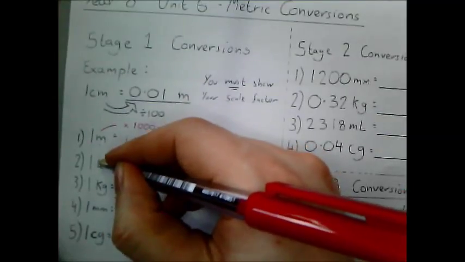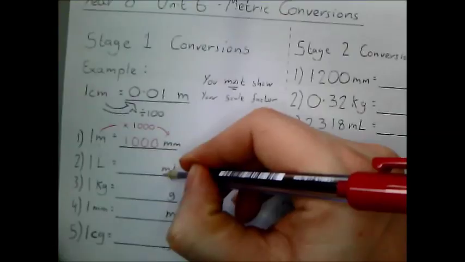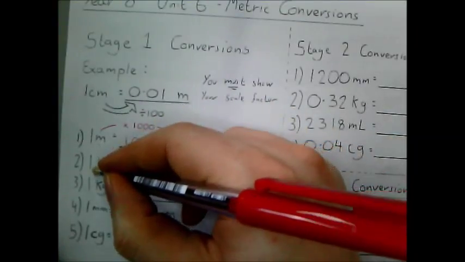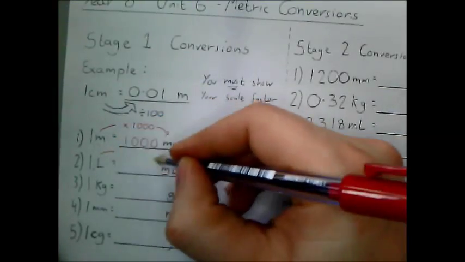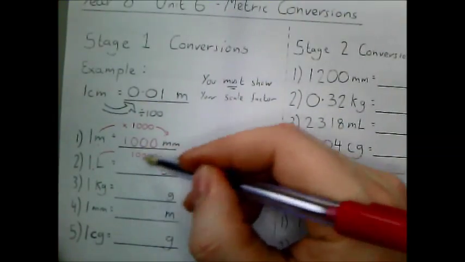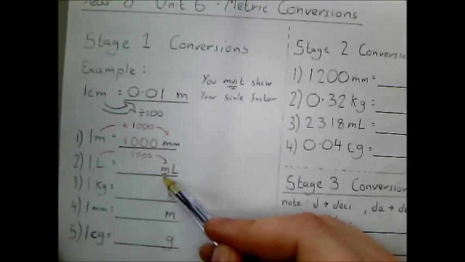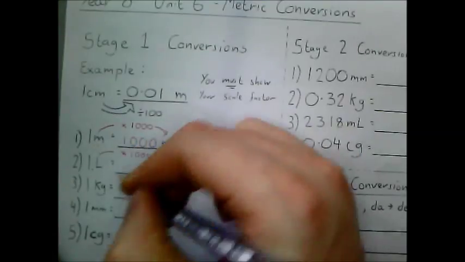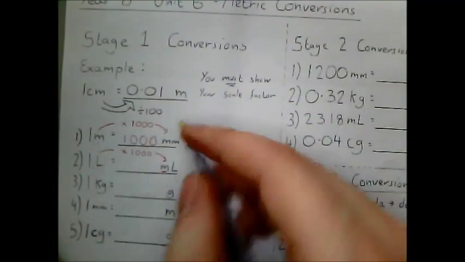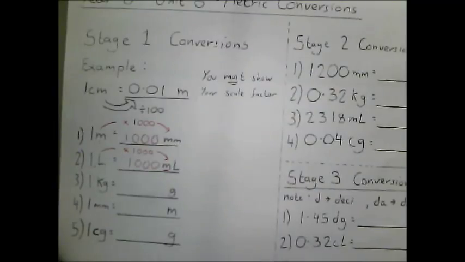This one here, I'm going from 1 litre to milliliter. Once again, milli means 1,000 and I've got no prefix here. So all I need to do is put my scale factor, 1,000. I've got one big unit, so I'm going to have lots of smaller units. So lots of is multiply. 1 multiplied by 1,000, that's 1,000 milliliters.